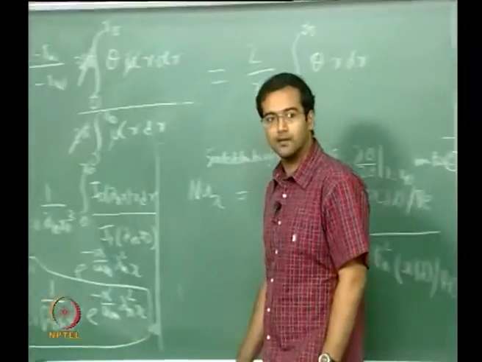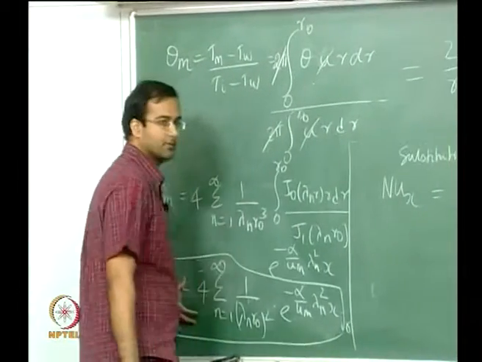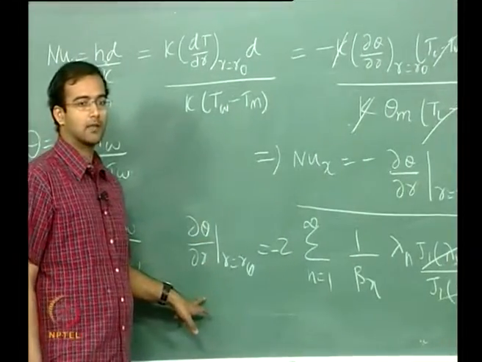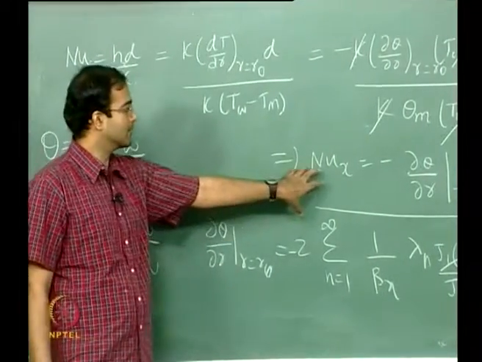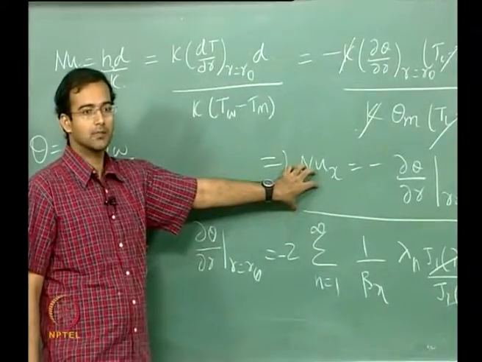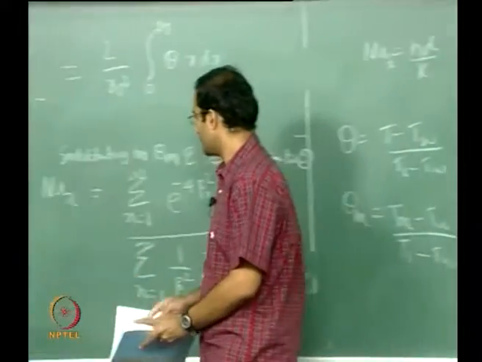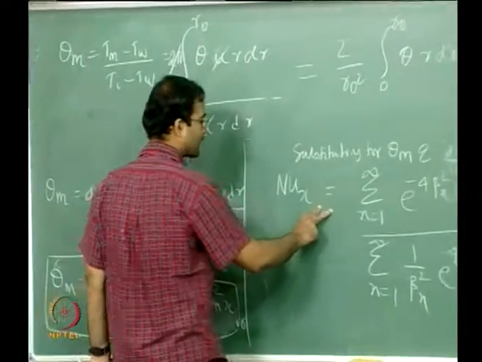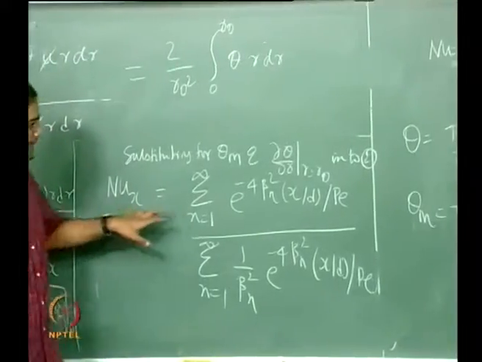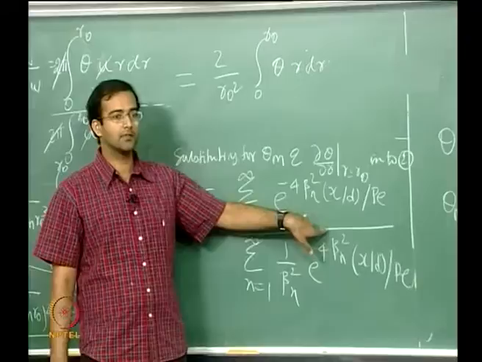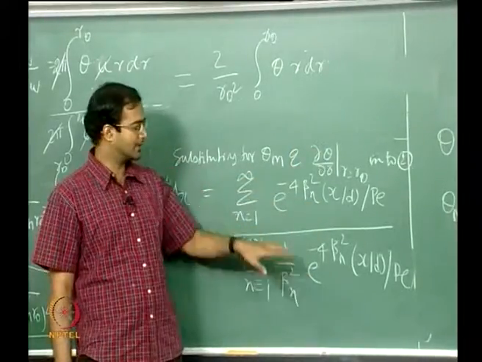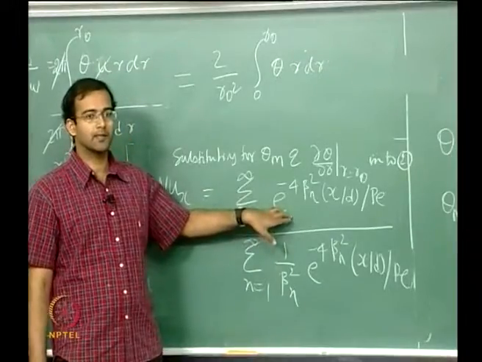Okay, so all you are doing is taking this theta m, taking the derivative of theta with respect to r at r equal to r naught, and substituting it into this. It is a very simple manipulation, just one step, and then you finally get the expression for Nu x. As you can see, it is a function of only x, therefore all the functions of r have cancelled off. You have only variation with respect to x, and these summations are separate in the numerator and denominator.